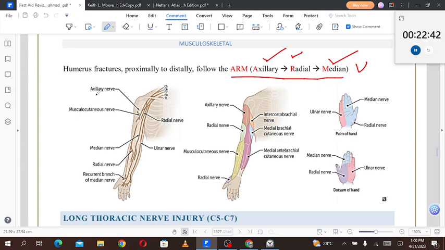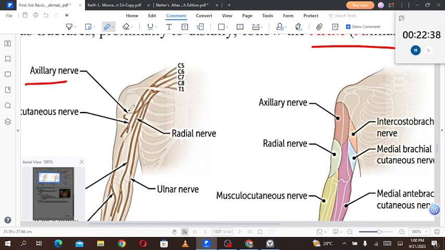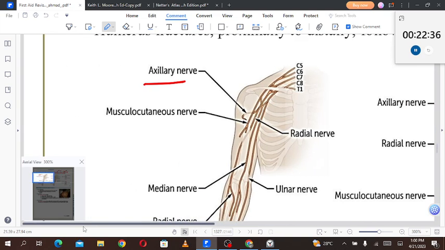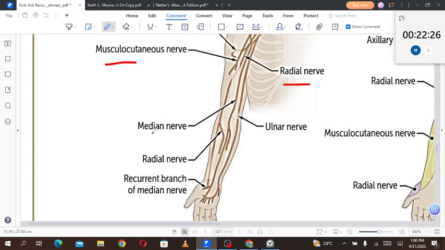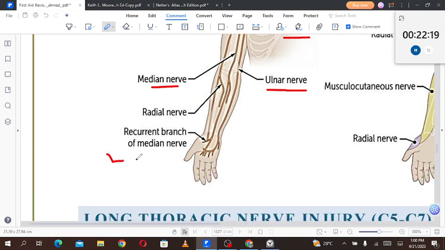Here they have shown the axillary nerve over there. The axillary nerve is the one twisting around the surgical neck of the humerus. Then you have the radial nerve, which is in the radial canal of the humerus. Then we have the musculocutaneous nerve, the median nerve, and the ulnar nerve. The median nerve is over here and can be damaged in a supracondylar fracture. Then the ulnar nerve, then the radial nerve, and the recurrent branch of the median nerve, which supplies the thenar eminence.